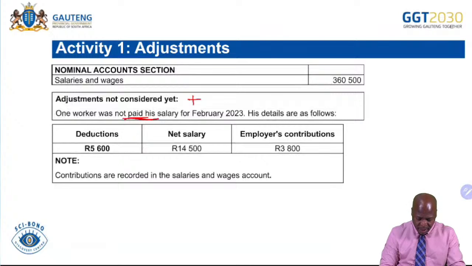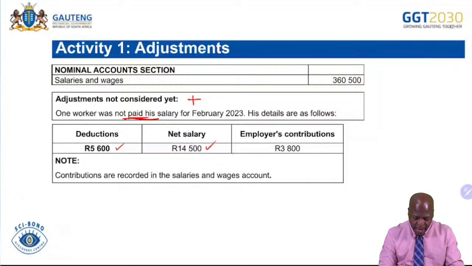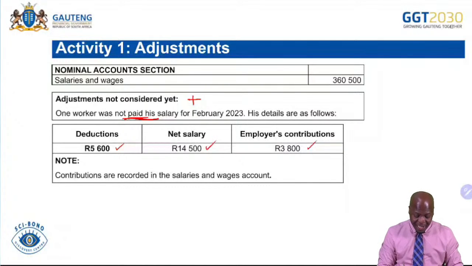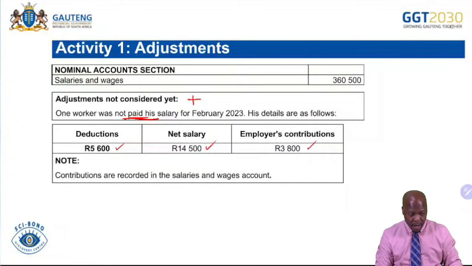We are then given deductions, we have net salary, and we have the employer's contributions. And we are told contributions are recorded in the salaries and wages account. Very important, especially when you prepare the statement of comprehensive income, because at times they'll be recorded separately. But in this case, we are told that contributions are recorded in the salaries and wages account. Okay, once we have this, it is very important to understand how to do this adjustment properly.